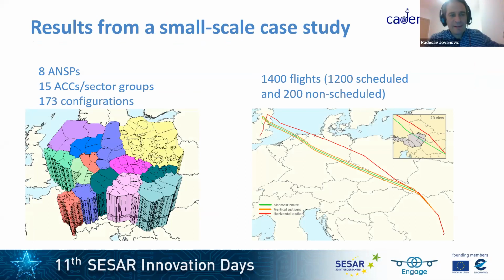Okay, thank you, Arne. So we developed this model, which Arne just described briefly, and then we tested it on a numerical case study, which we designed. It's relatively small scale. You see on the left-hand side it includes 8 ANSPs in West and Central Europe. It starts from Poland and Slovakia, I think, in the east, up to Maastricht, I think, in the west.